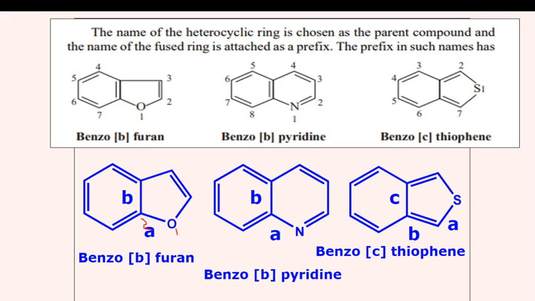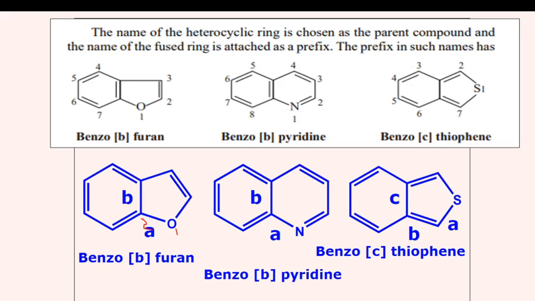Then the numbering, the attachment between 1 and 2 is known as the A side. That's why this nomenclature is benzofuran. So it is the attachment of this one ring to another ring at the B side.